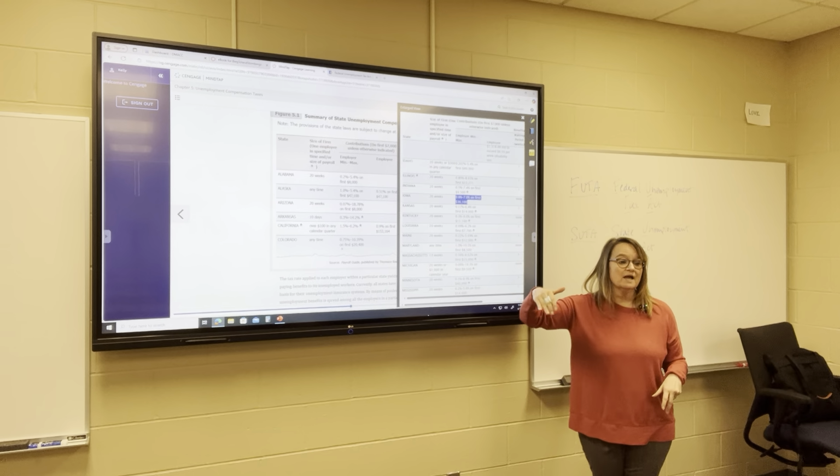The amount of weekly benefits ranges from a low of $82, and I have no idea how they determine what your benefit is, to a high of $551. And this is for 2024, by the way. So I don't know what it is currently for 2025. So that's the range, and it's going to be based on how much you earned.